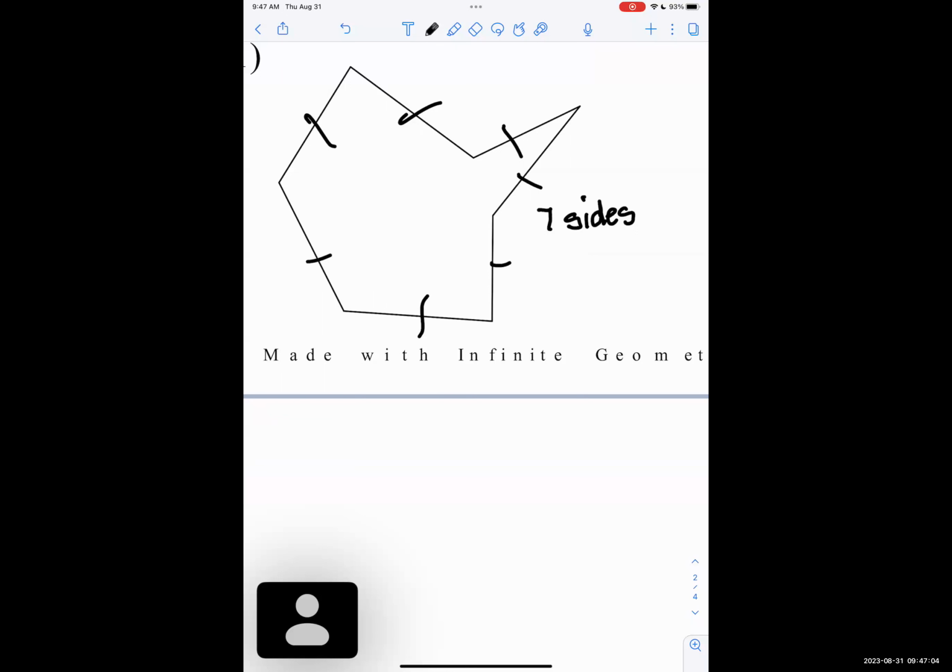Okay. This one is a heptagon. I've also seen septagon, but heptagon, correct. Thank you.